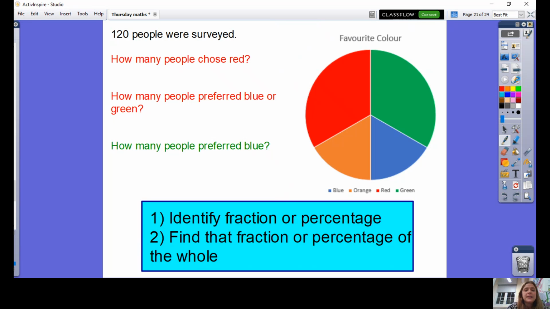I'm going to go through a couple of these now. 120 people are surveyed. How many people chose red? First, I identify that that is equal to 1/3. 1/3 of people chose red, but I'm asked how many people that is, so I need to do 1/3 of the whole, which is 120. 120 divided by 3 is equal to 40. Can you please pause the video and try these 2 questions now? Pause the video and try the second 2 questions.